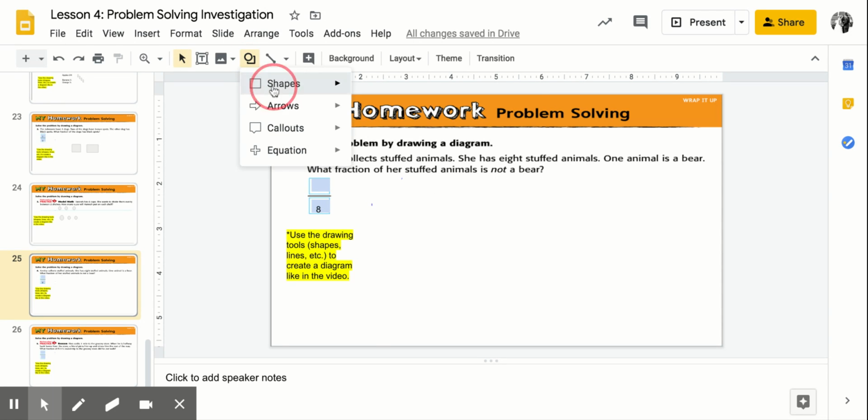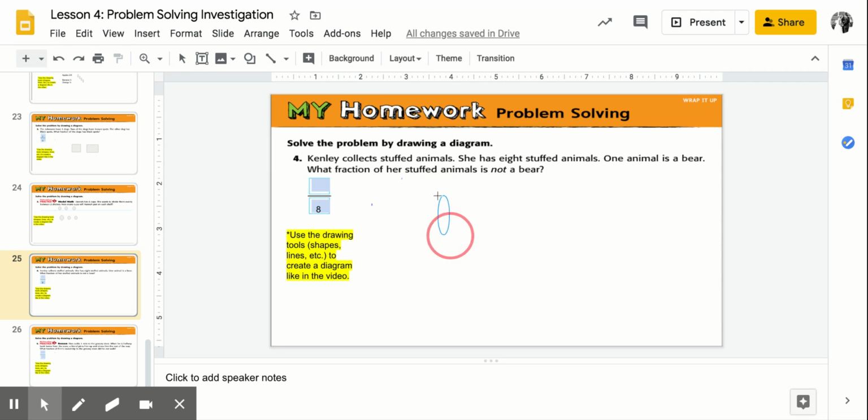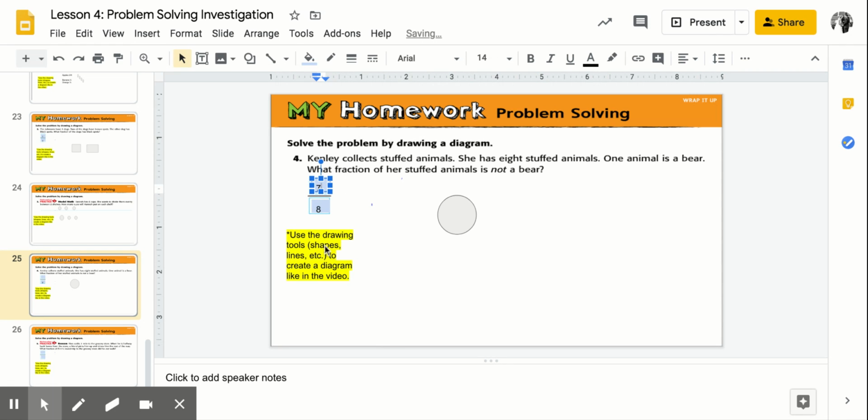So if 1, just 1, is a bear, how many is not a bear? So if I know there's 8 total stuffed animals, and 1 is a bear, I can have 8 and take away 1, and I'm left with 7. So my fraction is 7 out of 8.